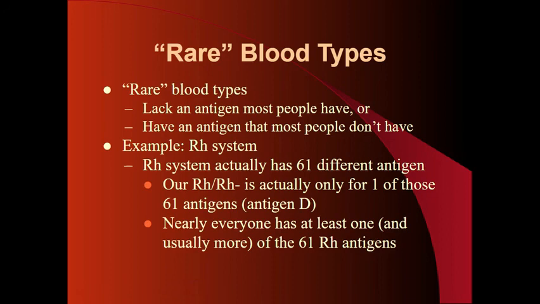When we talk about RH positive, RH negative, that's only one of those 61 antigens, and that would be antigen D. Nearly everyone has at least one, and usually more, of those 61 RH antigens. And so we just simplify it by saying RH positive, RH negative.